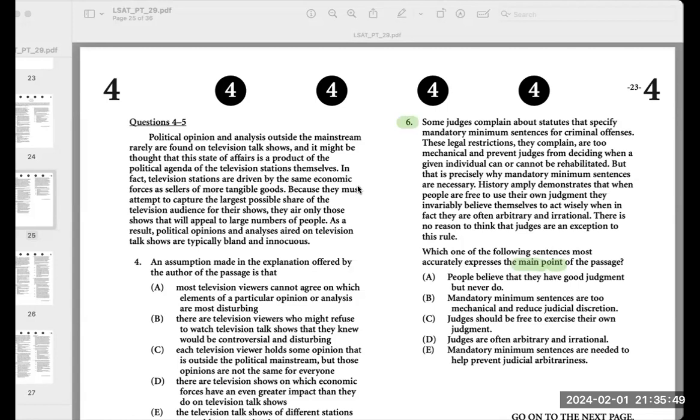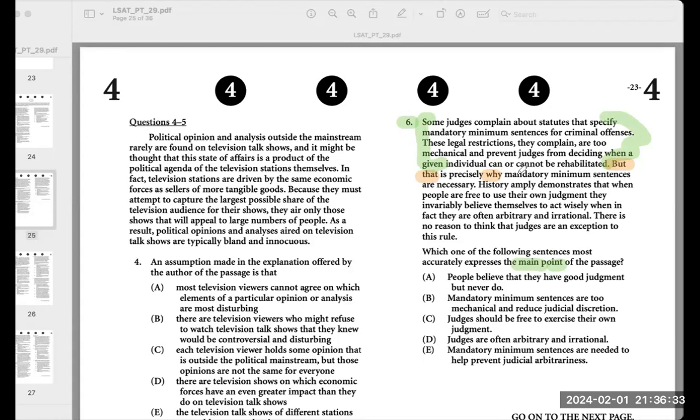Okay, so some judges complain about statutes that specify mandatory minimum sentences for criminal offenses. These legal restrictions, they complain, are too mechanical and prevent judges from deciding when a given individual can or cannot be rehabilitated. Okay, so the first two sentences are describing the reasoning of these judges and their complaint. And then we get this contrast word, right? This change. So we have but now, but that is precisely why mandatory minimum sentences are necessary.